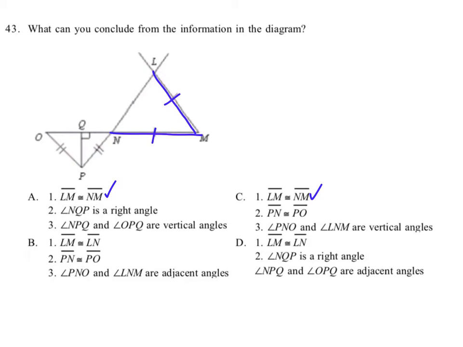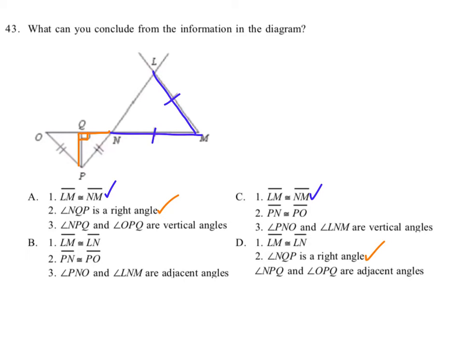Going down for A, A says angle NQP is a right angle. NQP sure is a right angle. I'm going to check that off every time I see it. Okay, what else does it say?